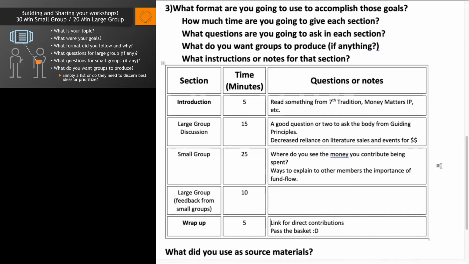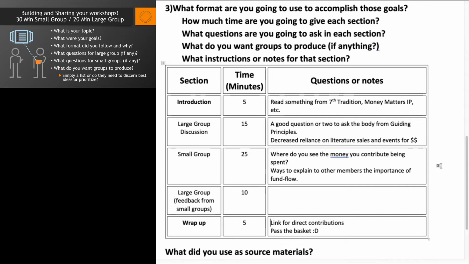We thought we'd maybe get a question out of the Guiding Principles book from the 7th Tradition and talk about, in the larger group, the pros and cons of using conventions, events, or literature sales as a source of income, rather than have that be a small group question that could send people down a rabbit hole a little bit, which we didn't think would be productive. So we felt as a group that the most time should be in the small groups.